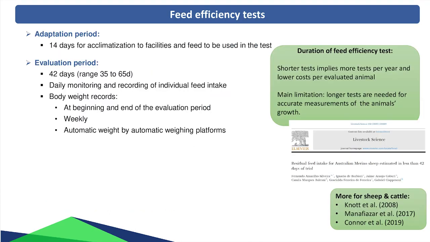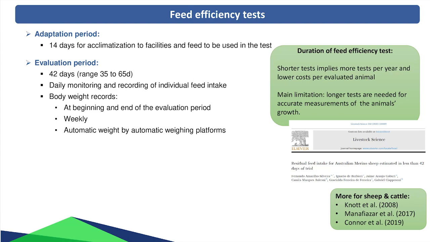I mentioned you need to run a feed efficiency test. The feed efficiency test has at least two stages. The first one, which is also very important, is the adaptation period, usually at least a minimum of 2 weeks, 14 days. That is for the acclimatization of the animals to the facilities and also to the diet that is going to be used during the test. The second phase is the evaluation period itself, which usually goes between 35 and 65 days, depending on the protocol being used by different organizations and different experiments. In Uruguay, for example, we use 42 days.